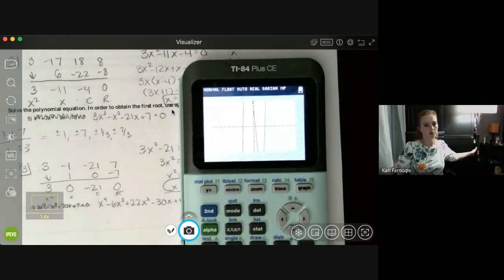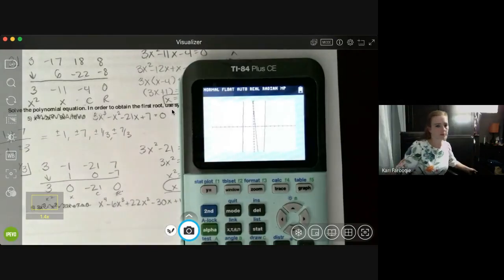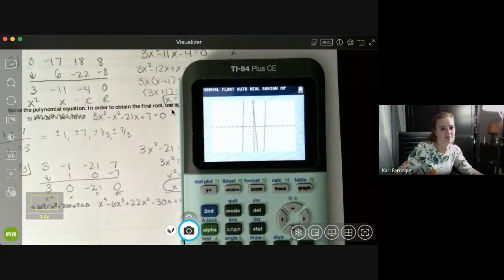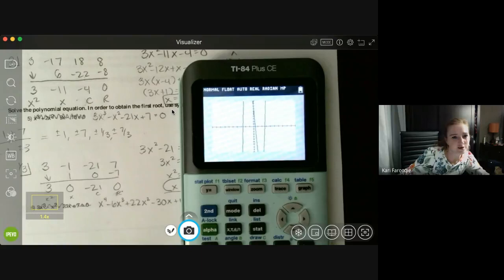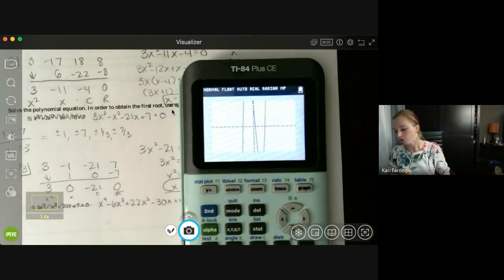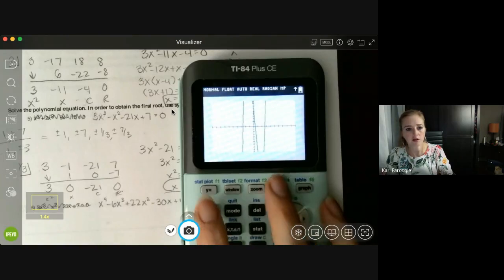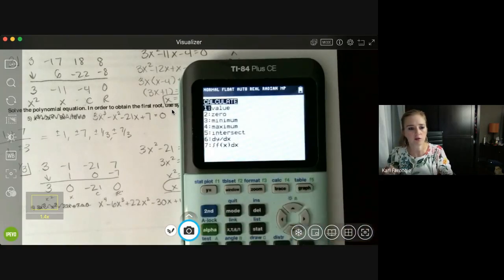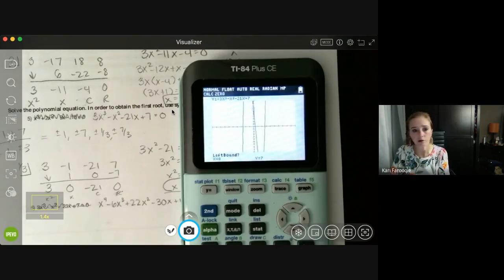If I do this, does it get better? No. Here? This is so crazy. Oh, that might be better. Okay, we'll do that. Go to calculate. So the calculate is your second trace, and it takes you to the calculate menu. Put in number 2 for 0. And what we're going to do is we're going to make the calculator approximate the 0.